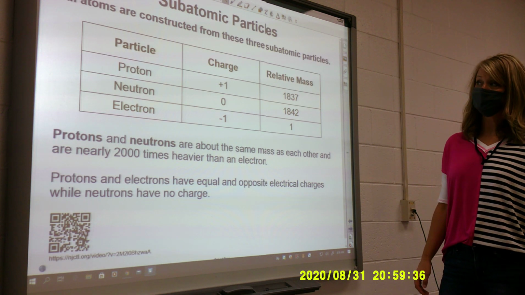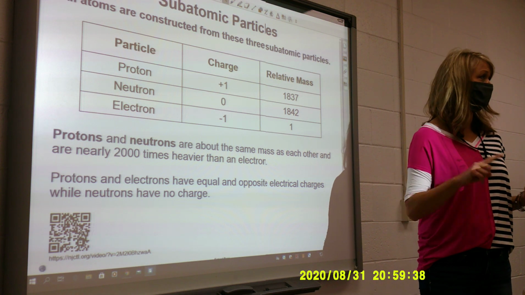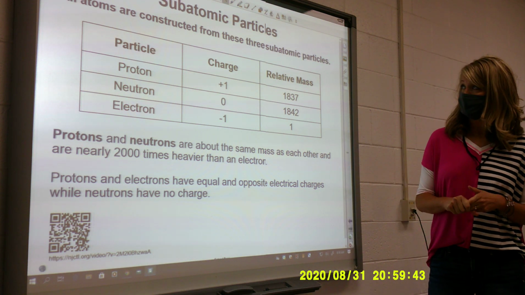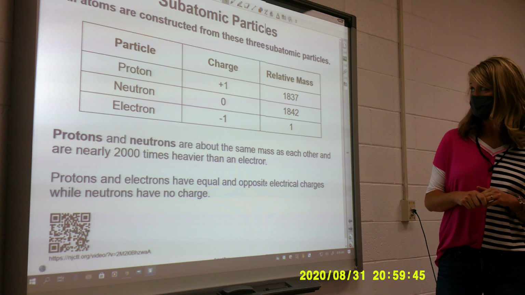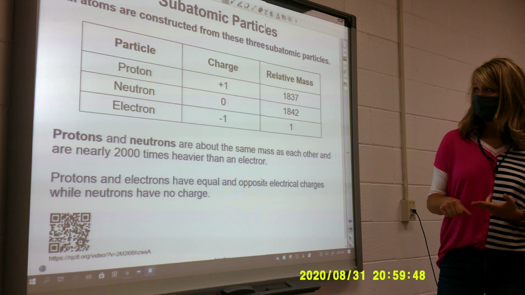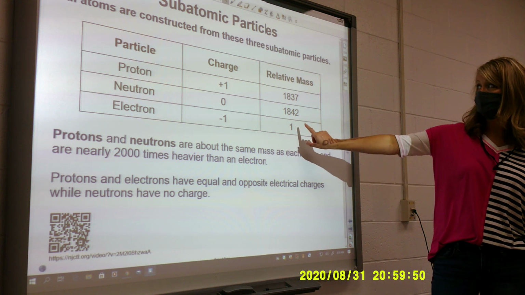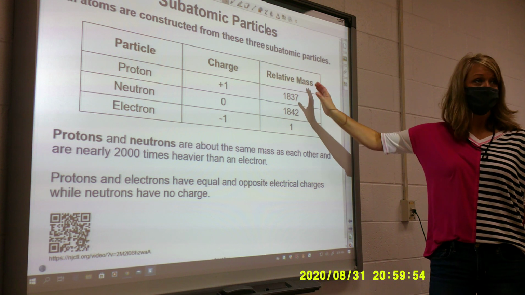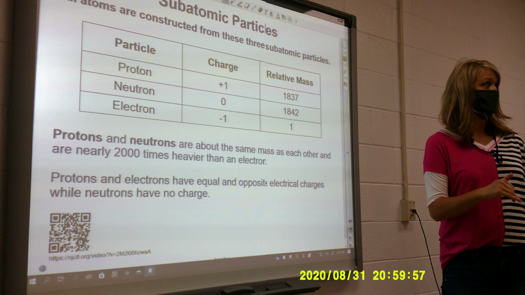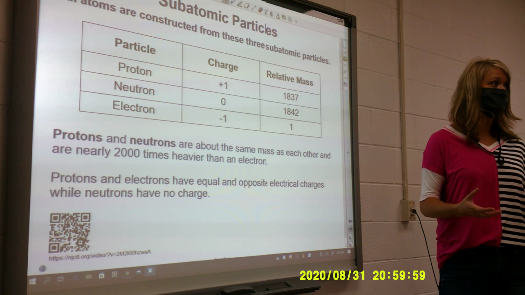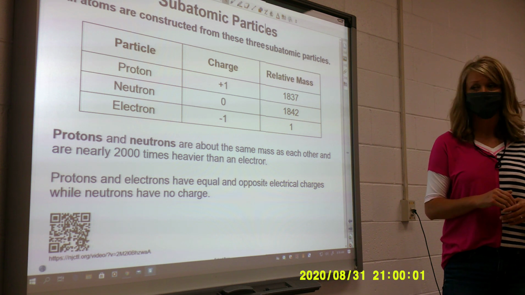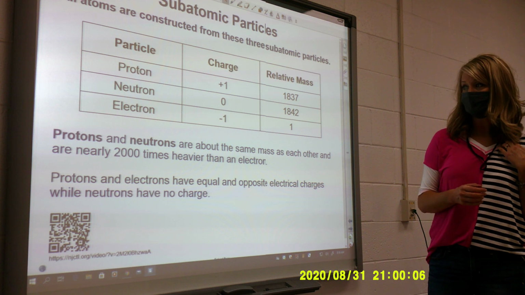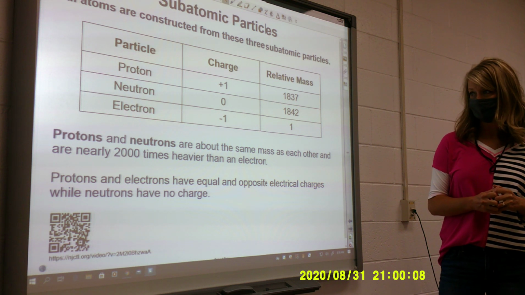All right, subatomic particles. Subatomic particles are protons, neutrons, and electrons. Those are subatomic particles. All atoms are constructed from these three subatomic particles. Remember, the electrons have almost no mass at all. When you're talking about the overall mass of an atom, the electrons are almost entirely empty space, so they do not contribute to the mass itself. Protons and neutrons are about the same mass as each other and are nearly 2,000 times heavier than an electron.